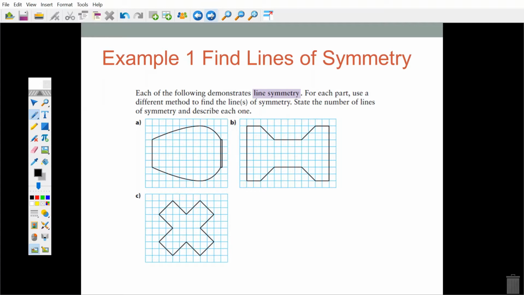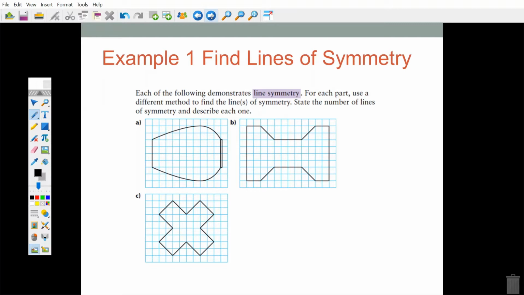Example 1 wants us to find lines of symmetry. It says each of the following demonstrates line symmetry. For each part, use a different method to find the lines of symmetry. State the number of lines of symmetry and describe each one. So we are looking for that halfway point where we can fold, if we put a line somewhere where we can fold it and make two equal halves.